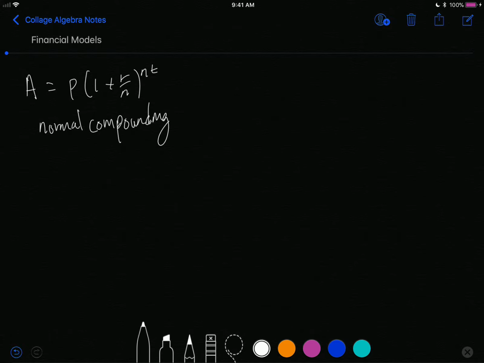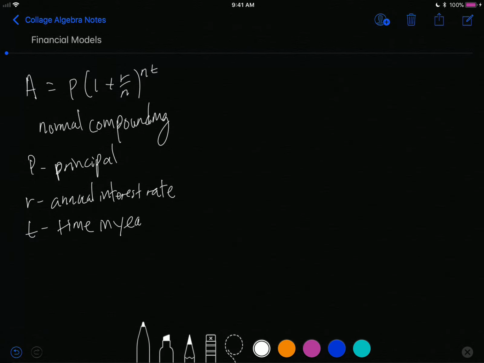So if you're compounding every month, you get 12 interest payments. And so therefore your number of compounds would be 12. We call P the principal. That is the amount of money you are investing. R is the annual interest rate, as a decimal, not a percentage. T is the time in years. N is the number of compounds.